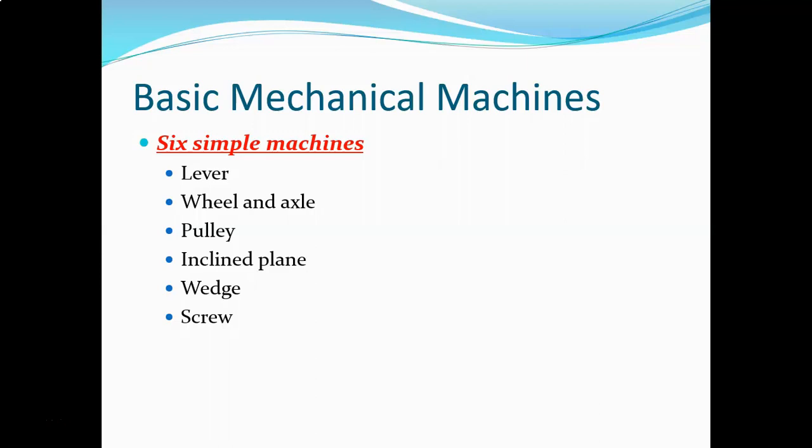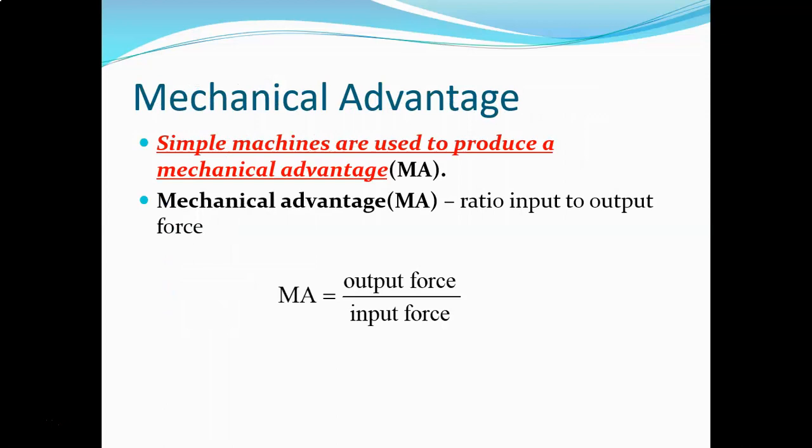So we're going into mechanical machines now, 6 simple machines that help us gain a mechanical advantage. Simple machines are used to produce a mechanical advantage. And mechanical advantage is the ratio of the output to the input. As you can see there in the formula, output force over the input force gives us the mechanical advantage.